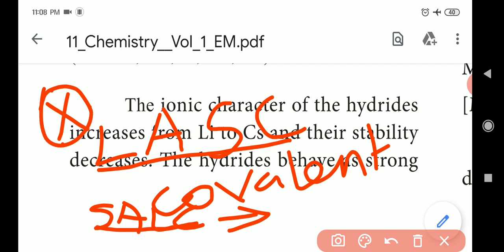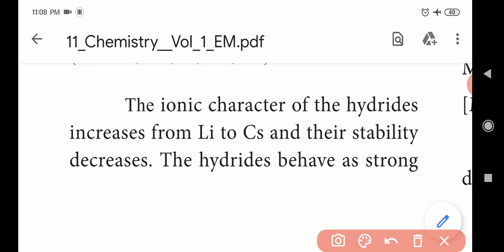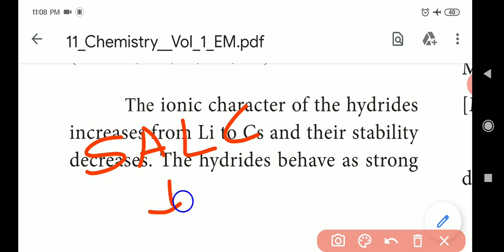What does Fajan's rule say? According to Fajan's rule, the larger the anion and the smaller the cation, the more covalent character the compound has. And the smaller the anion and the larger the cation, the more ionic character the compound has.